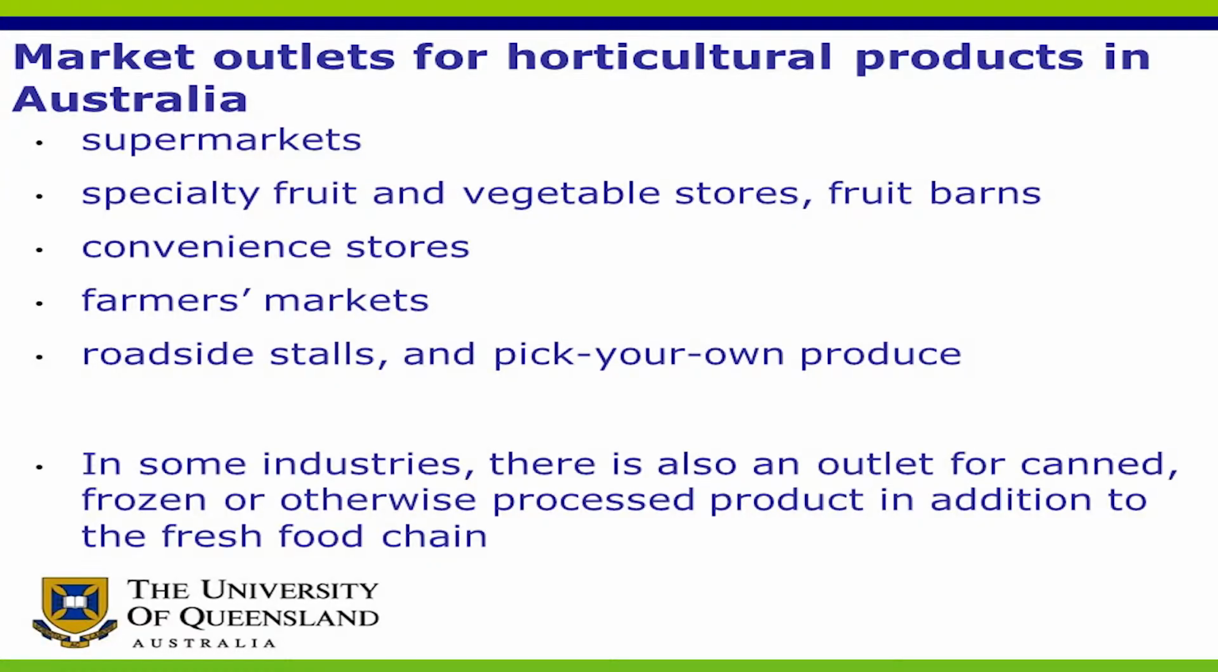The range of market outlets for horticultural products in Australia includes the major supermarkets, as well as specialty fruit and vegetable stores, convenience stores, farmers markets, roadside stalls and pick your own produce. In some industries, there is also a potential outlet for canned, frozen or otherwise processed product in addition to the fresh food chain. Why is retail pricing of horticultural produce different in different outlets?